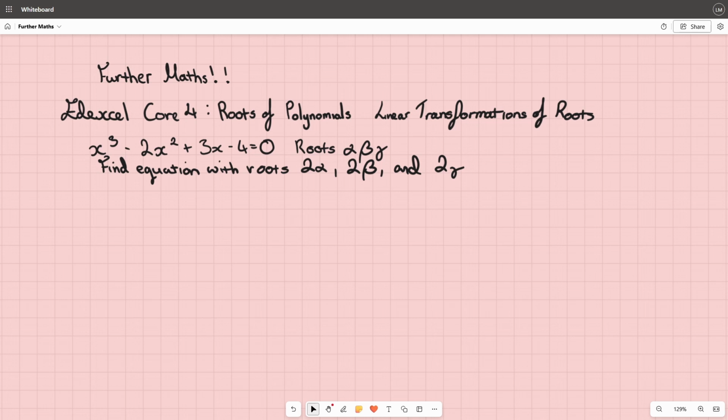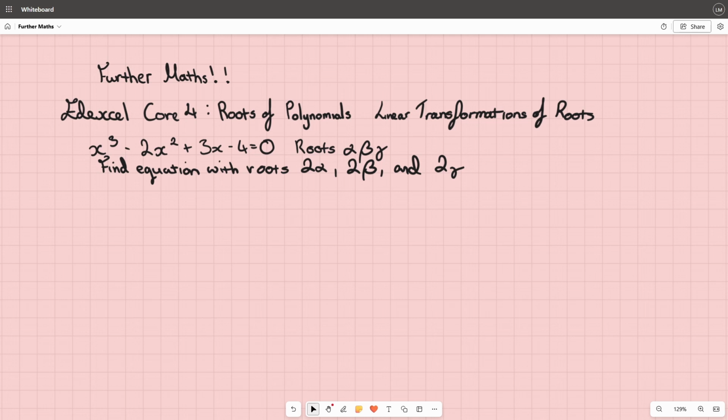Okay, so now moving on to the linear transformation of roots. And I decided to go straight into a question because it's hard to understand without an example. And so linear transformation is where you have an equation with roots, and then you have to find the equation with a different set of roots. So that can either be the original roots times by something or added to something.